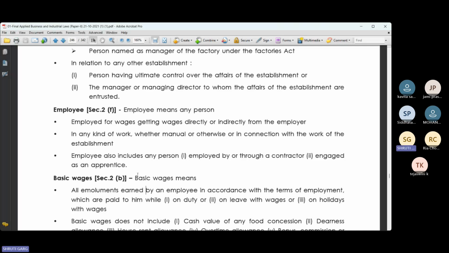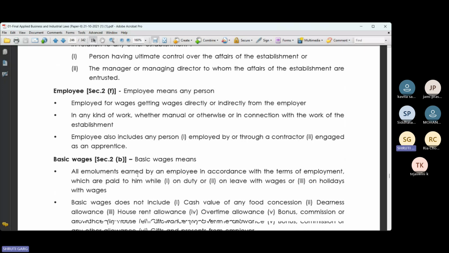So in any kind, an employee means one who is employed for wages, if they are getting wages directly or indirectly from the employer for any kind of work, whether manual or otherwise, or in connection with the work of the establishment. And employee also includes any person who is employed by or through a contractor or engaged as an apprentice. Apprentice means trainee. They will also be included in the definition of employee.